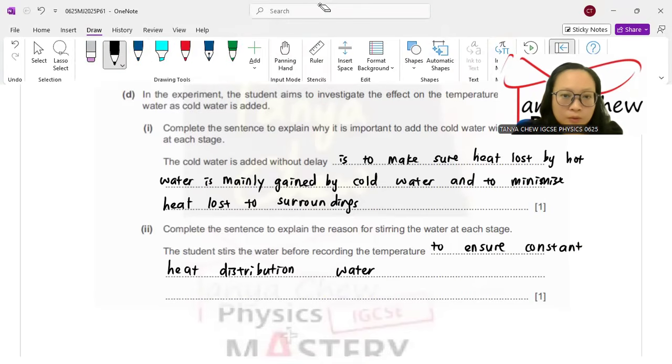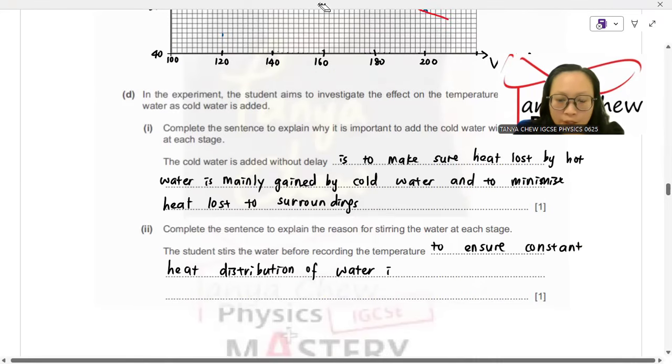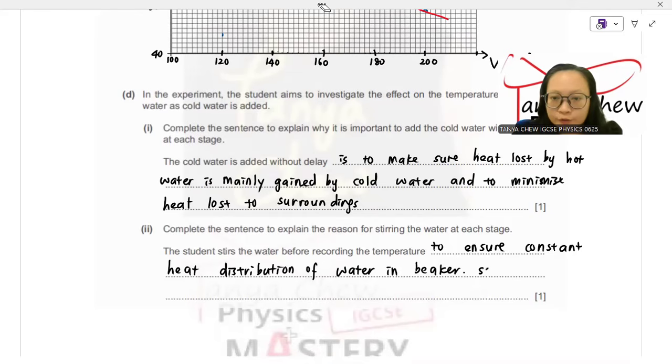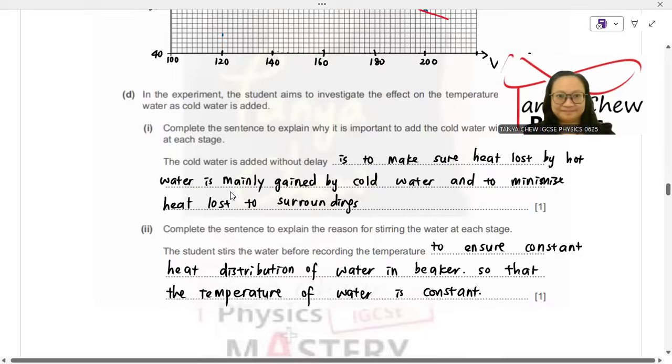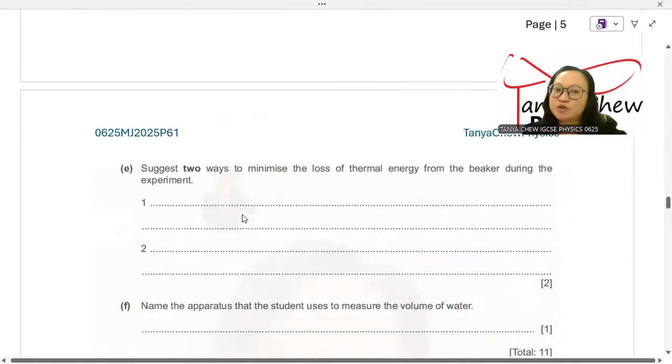Of water in beaker. And so that the temperature of water is constant throughout the whole water. That's it. Now, E suggests two ways to minimize the loss of thermal energy from the beaker during the experiment.